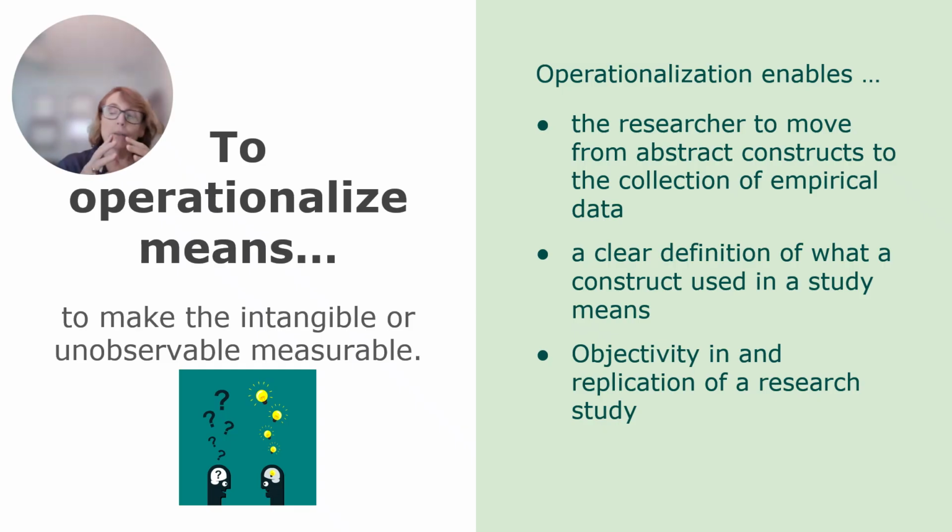So this is why we need to operationalize constructs like this. This enables us to collect objective, actionable data, and it gives a clear definition of what the construct used in a study means. So objectivity and replication of research studies is critical. It's how we refine our knowledge and how something becomes accepted as theory, for example. It's through the collection of empirical data and testing it in multiple contexts that we have confidence in our study outcomes.